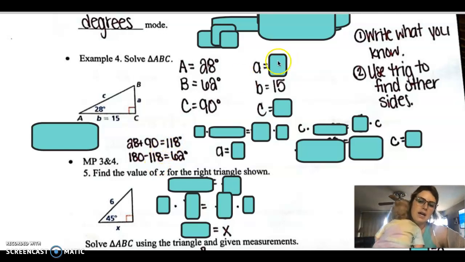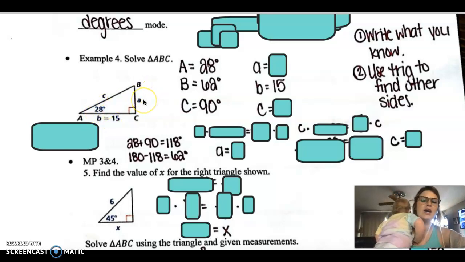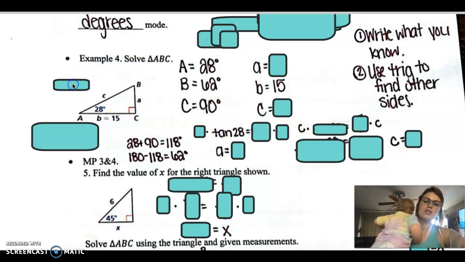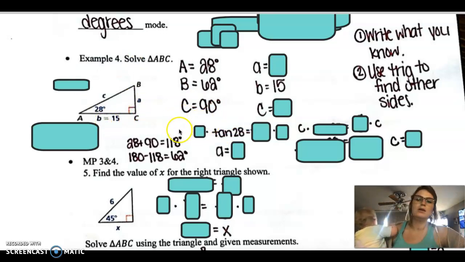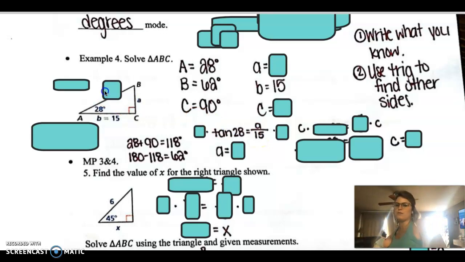Okay, so to find side a, we use what we know. We're going to use 28 and 15 from our triangle. From 28, side a is the opposite and side b is the adjacent. So we have tangent, because tangent uses opposite and adjacent, and you use the angle they give you. So tangent of 28 is the opposite over the adjacent, which is a over 15.